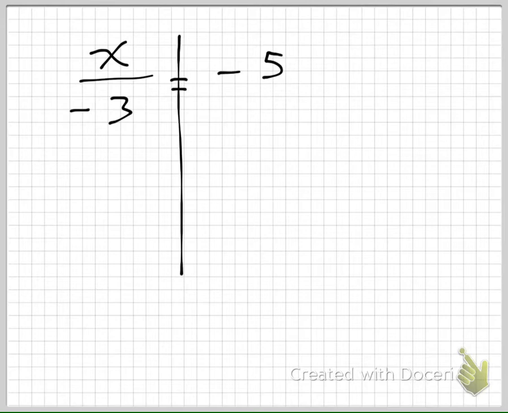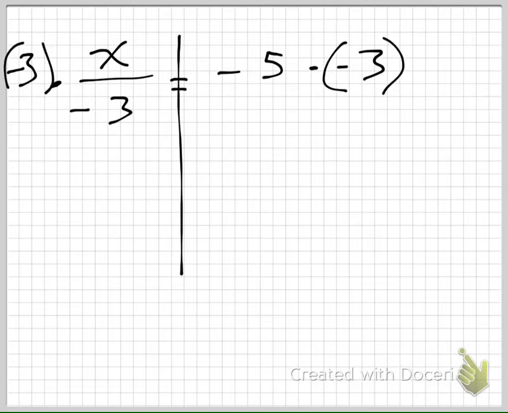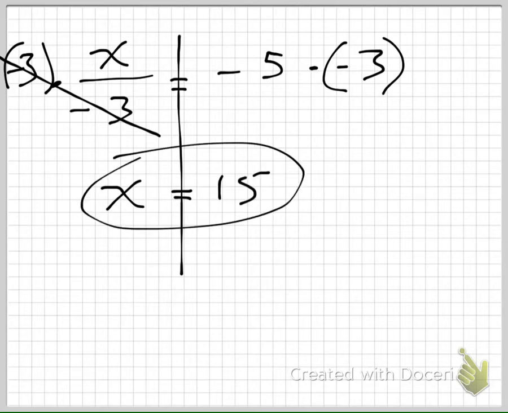Answer my question. Who's with him? What's the negative 3 doing to him? It's dividing him. What's the opposite of divide by negative 3? Multiply by negative 3. If I multiply one side by negative 3, I have to multiply the other side by a negative 3. Does that make sense? Okay, what do I do with those negative 3's over here? They're gone, right? x equals, what is negative 5 times a negative 3? 15. And we're done. Did you write that down? Exactly.